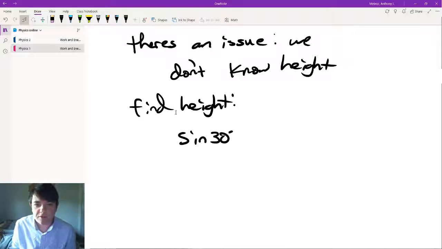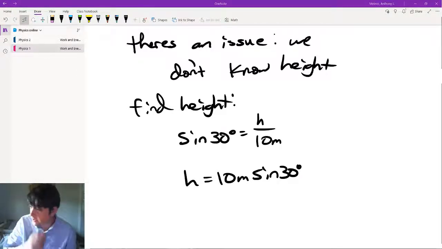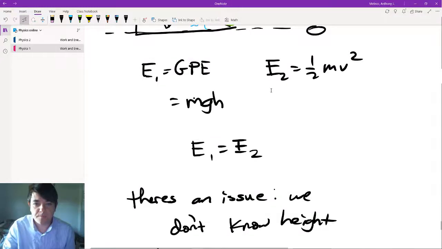Sine of 30 degrees equals the opposite, which is h, over the amount traveled, which is 10 meters. So h equals 10 sine 30 degrees. And so this gives us 5 meters, because sine 30 is 1/2. Great. Now we can actually solve.